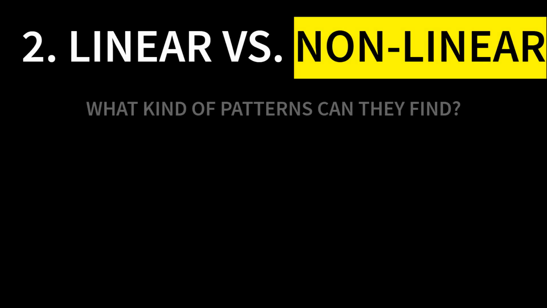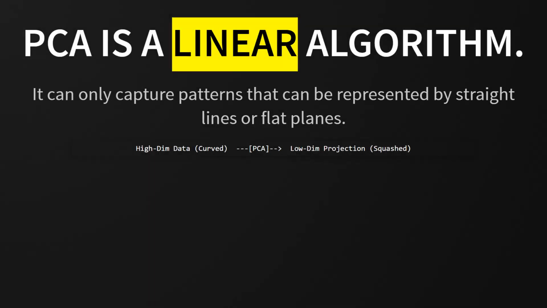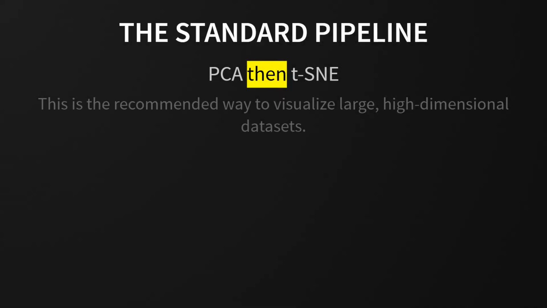The second key difference is about the complexity of the patterns each tool can understand. Can it only see straight lines, or can it see curves and twists? PCA is strictly linear. It works by rotating and projecting your data. If your data lies on a complex curved surface, PCA will essentially squash it flat, destroying that intricate structure. So what's the standard approach? It's a two-step process. First, you run PCA to clean up the data, and then you feed that result into t-SNE for the final visualization. This is the industry standard playbook.